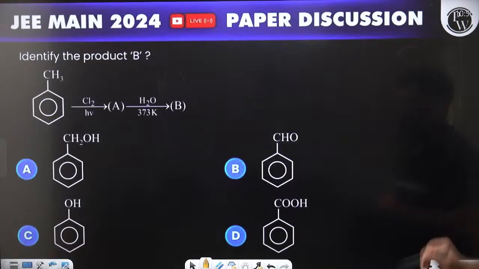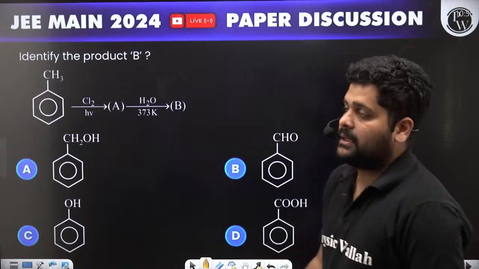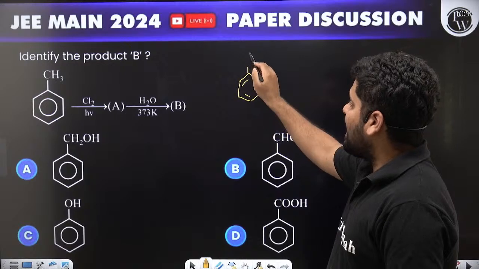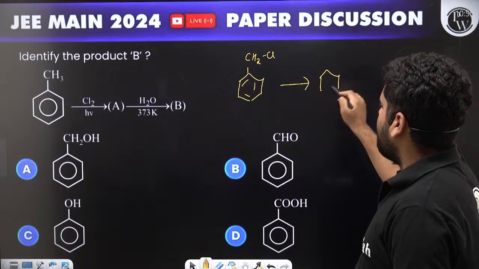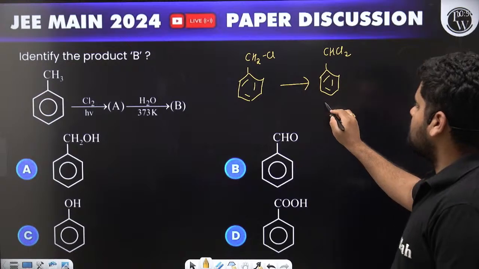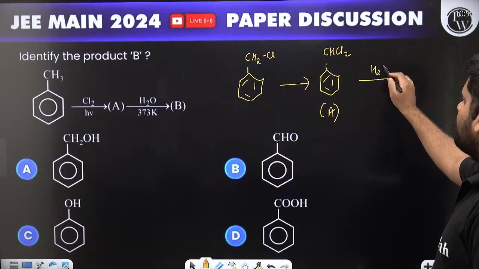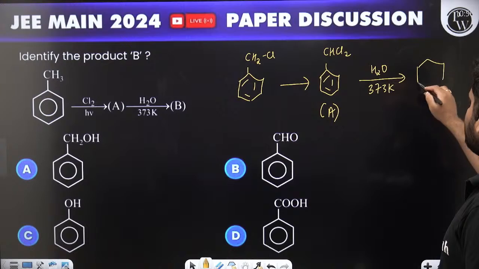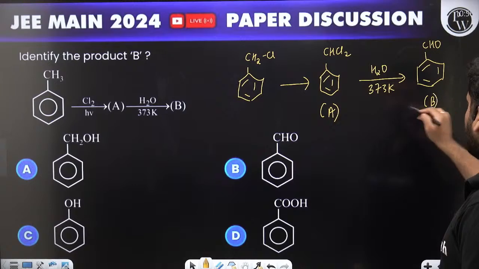Right. Next, we have toluene. On toluene, we have added chlorine in the presence of sunlight. Initially, you are going to get benzyl chloride, CH2Cl. But after some time, this would be converting into benzal chloride. So you would be getting CHCl2. This is your A. On A, you have added H2O at 373 Kelvin. This would get converted into benzaldehyde, CHO. This is your B.